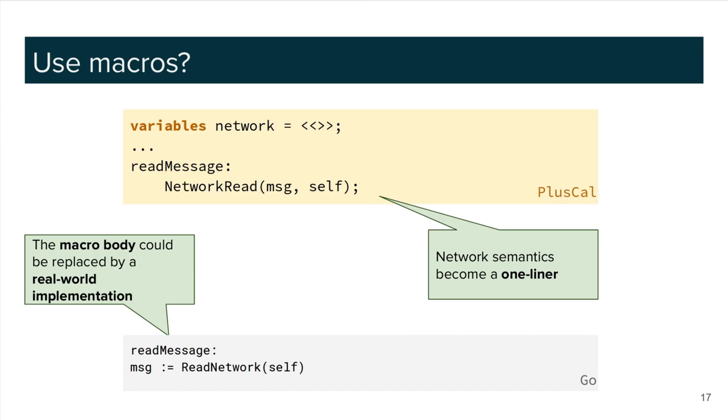Also, you could try to get a bit smart with this. PGO as a compiler can see that's a macro. You could try to do some fancy replacement where the implementation of the macro is something that's closer to a network read.